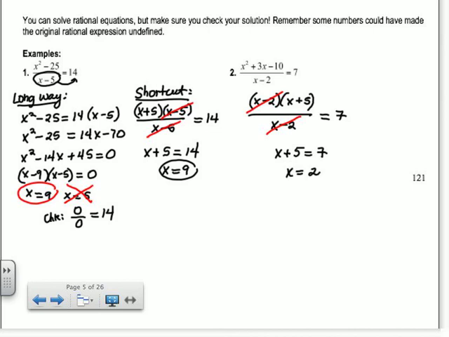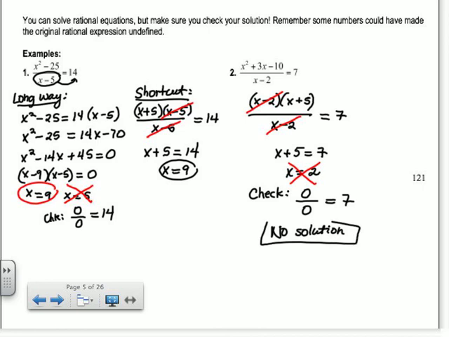But just because we did the shortcut, that doesn't mean that that's the answer. So if you go back and check this one, what happens? Yeah, you get 0 over 0, right, equals 7. So this is another one of those ones that doesn't work. So 2 doesn't work, and if I had done it the long way, the other thing wouldn't work. So what happens? Yep, you're right, no solution. Good. Okay, so any questions on 9-1? Okay, makes sense.